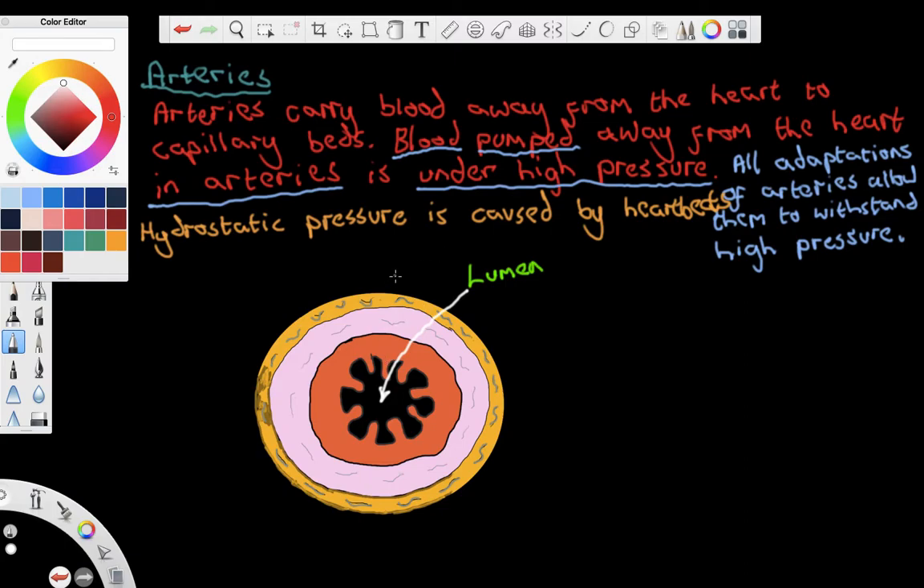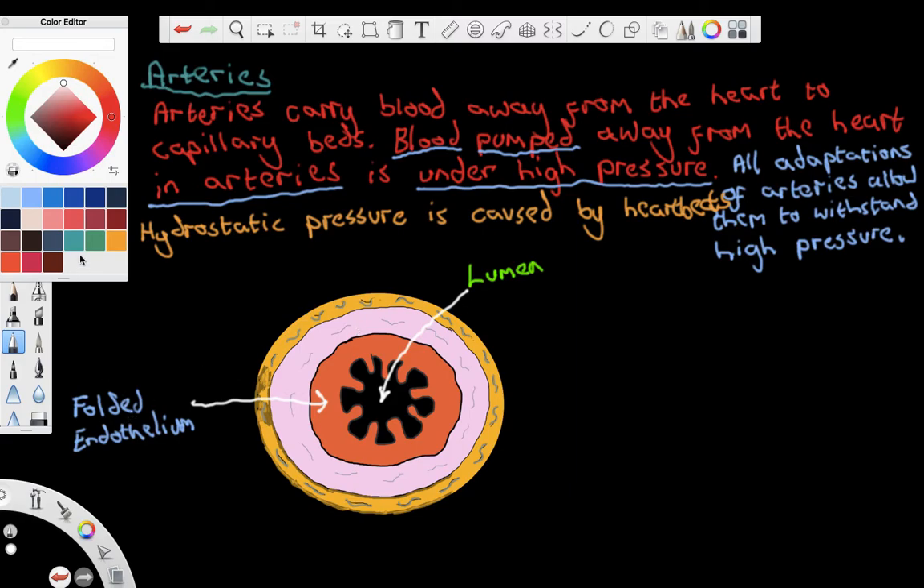Next to the lumen in orange, we've got what's known as the folded endothelium. Now, it's important that the endothelium is folded because when the blood vessel is under high pressure and it expands, the folds allow the endothelium to stretch. If they were already under high tension and they weren't folded, they would simply rip.